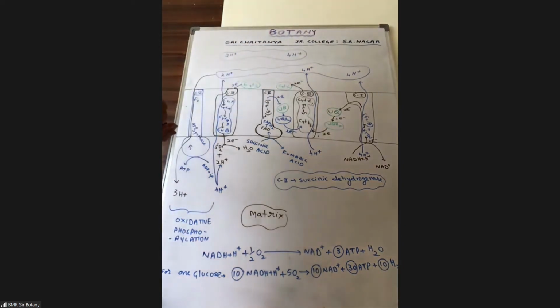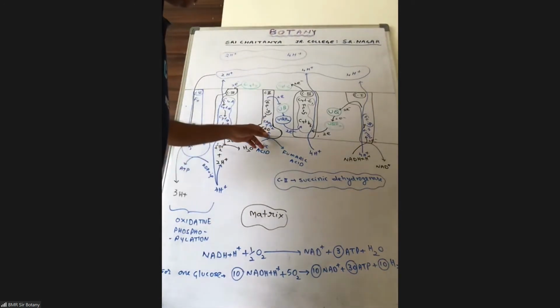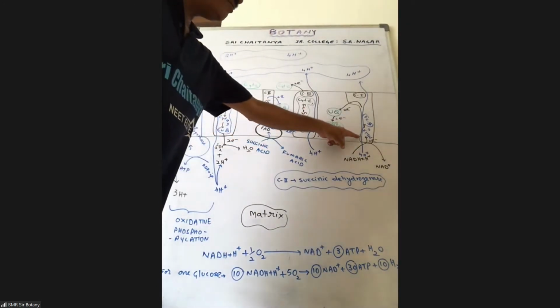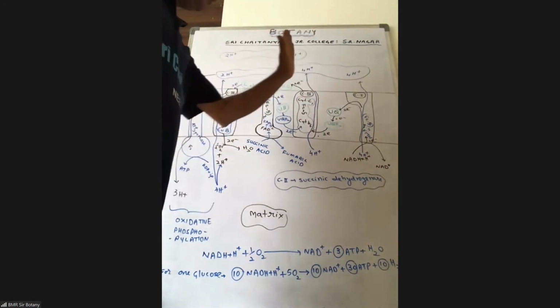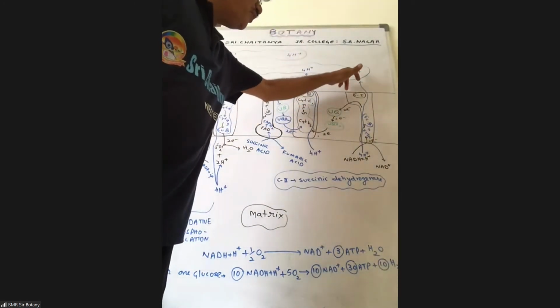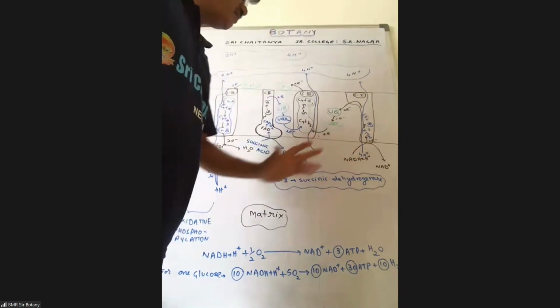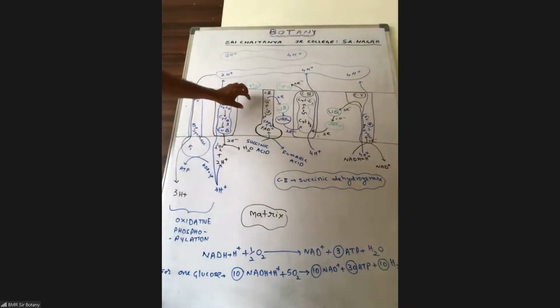If the substrate is FADH2, can it associate with complex 1? No. So complex 1 is skipped. If complex 1 is skipped, these 4 protons cannot be gathered. So in which case you notice gathering of 6 protons only. Got it? No, sir. It is not that easy.